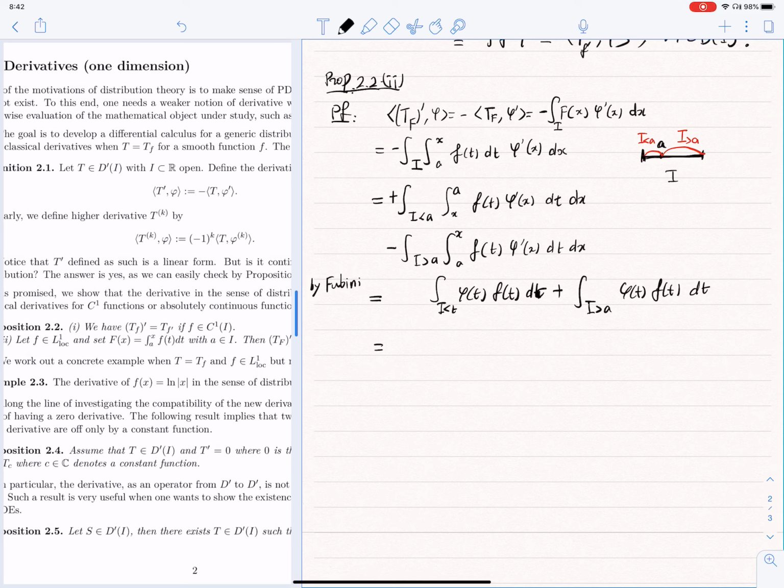Okay, now we can put two things together because each one of them corresponds to, sorry, this is a typo, I less than a interval. Combine two intervals together, we have what we wanted, and this is nothing but TF applied to phi.